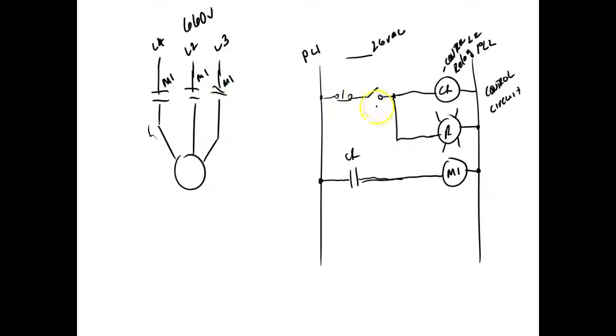So on this one, when I close that button, CR comes in. This light also comes on, indicating that we're doing something right. And then CR would close this contact, would bring in M1, and would turn on my big motor out there. This is not a very good circuit because we don't seal it in. If this switch right here is closed, I press the stop button, the motor would stop, and as soon as I let go of my stop button, the motor would take off again.